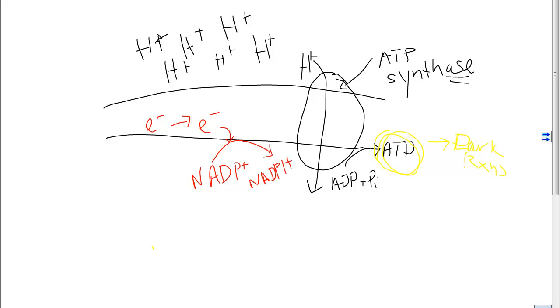So when you pick up an electron, a hydrogen naturally goes with it. So we have this proton, which are just hydrogen atoms that don't have any electrons, and with that comes an electron from the electron transport chain. So we're taking NADPH and this ATP produced and bringing them to the dark reactions. The purpose of the light reactions is to split water, release oxygen, and then create these two things to fuel the dark reactions so that the dark reactions can happen.